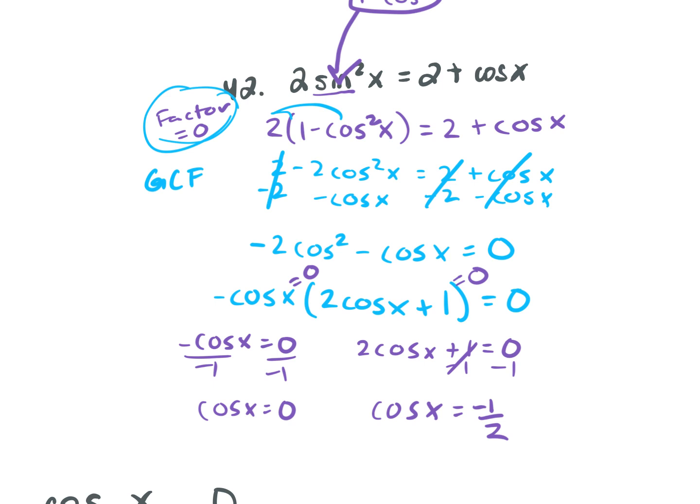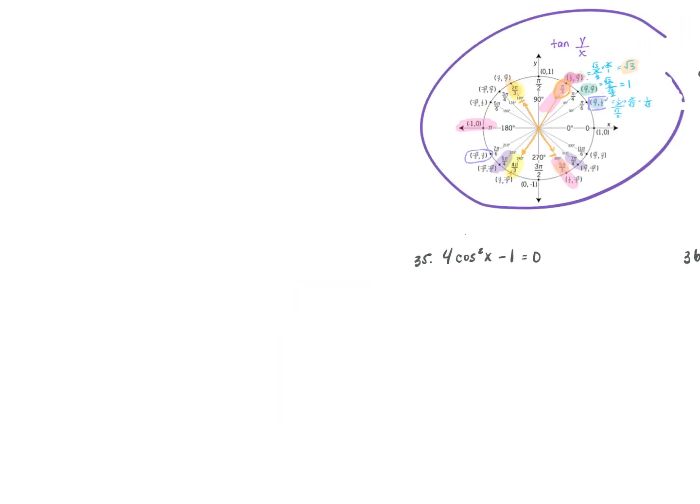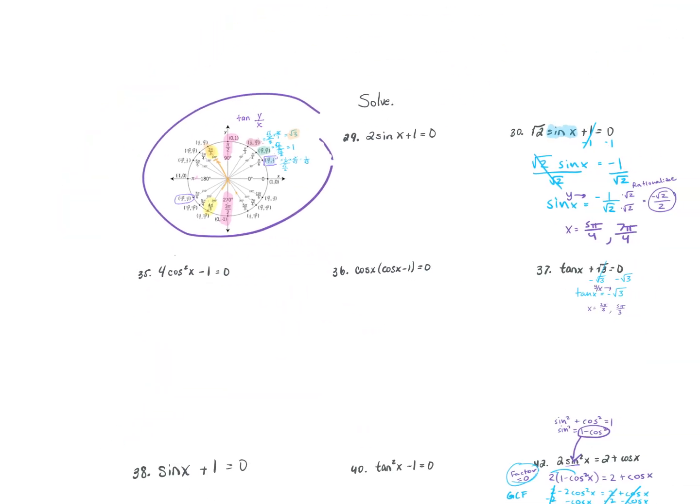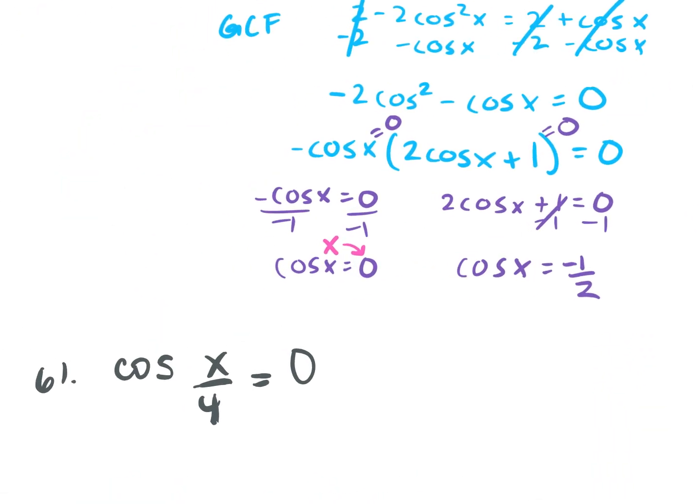Everybody with me so far? Cosine tells us we have to look for what? The x value. We want to see what x value on our unit circle is 0. Where is our x value on the unit circle 0? Where would that be? At 90. Perfect. Our x is 0 at 90. So that would be pi over 2. And our x is 0 at 270, 3 pi over 2. So pi over 2 and 3 pi over 2.